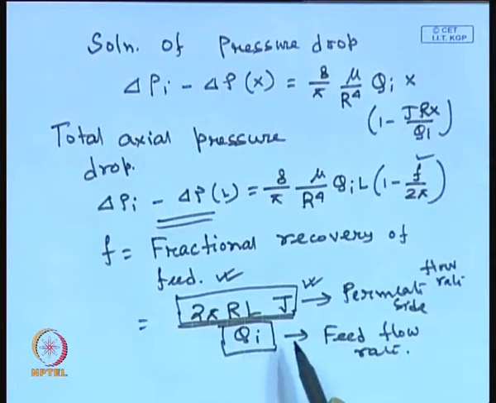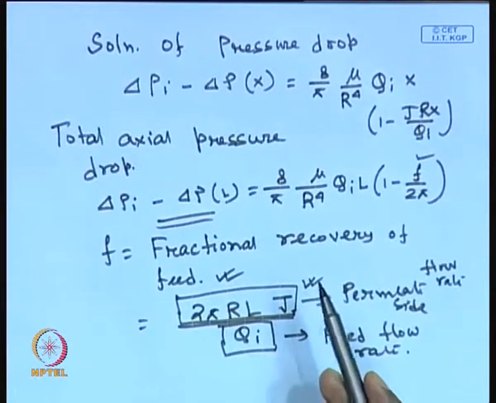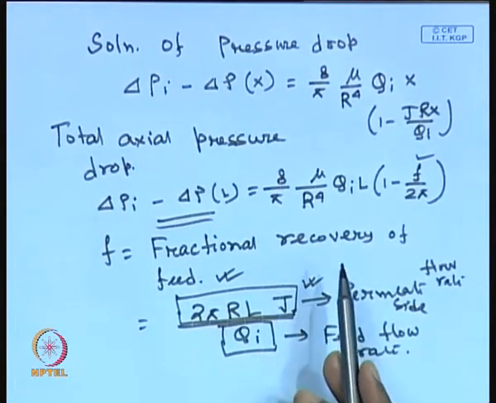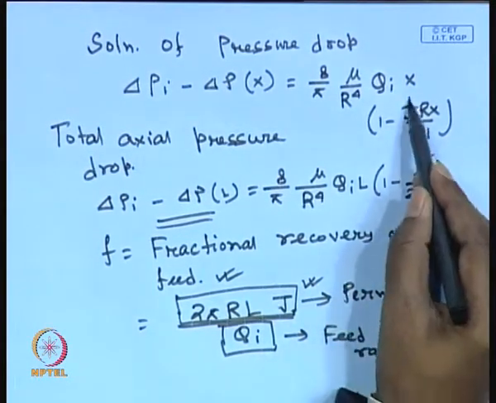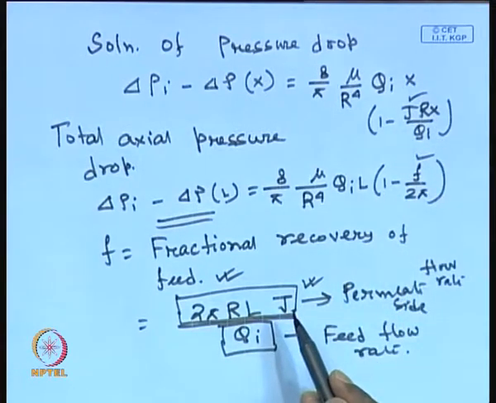So we stop here. In the next class, we are going to move to a more realistic situation, compared to the major assumption involved in this particular case, that the permeate flux is constant.